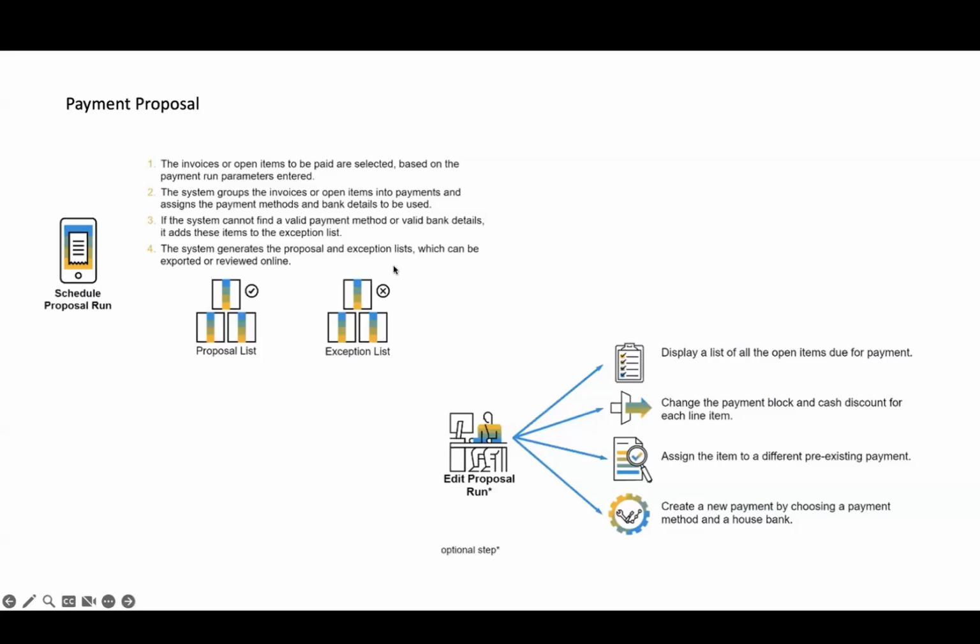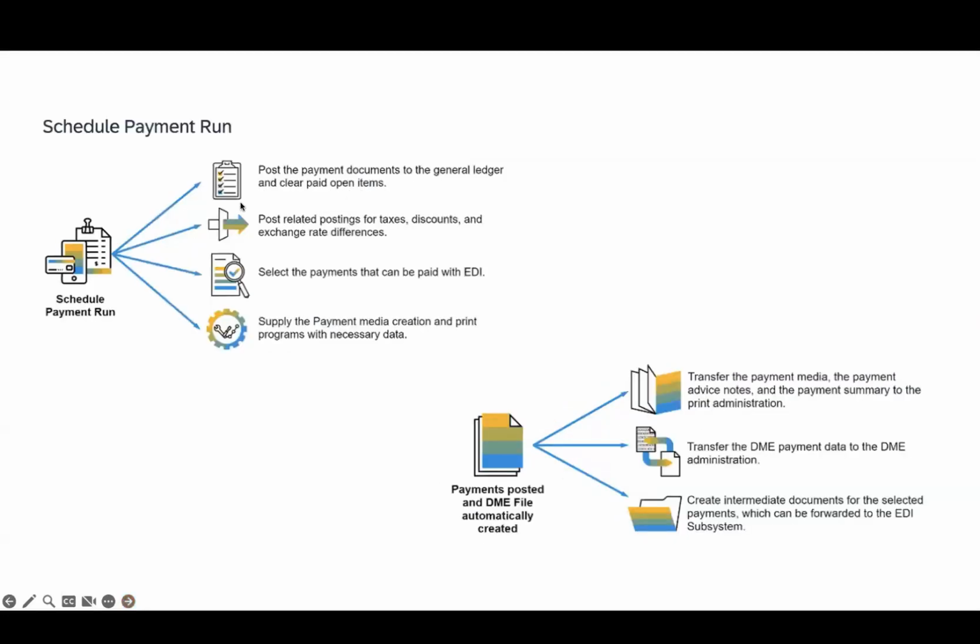So you work through your exception list in order to fill in that missing data. You look through your proposal list, and then from that proposal list, you would edit it. So the user can interact with that to go and edit it. And this is an optional step. Okay, you don't need to do that. You can go straight from a proposal to an automatic payment, automatically selecting them or executing them. Then we move on to scheduling the payment run. So what does the payment run do?